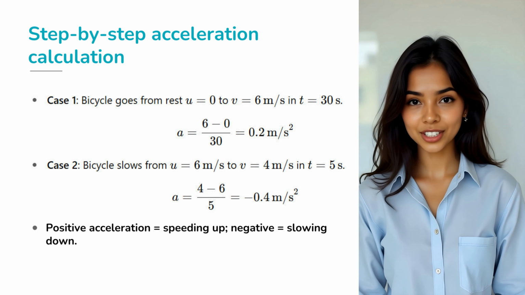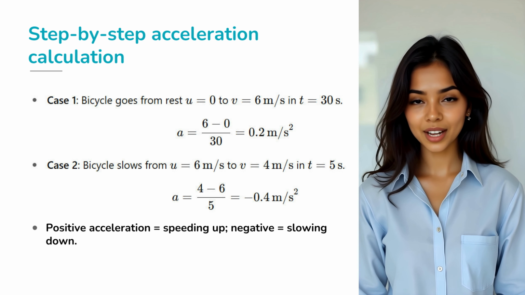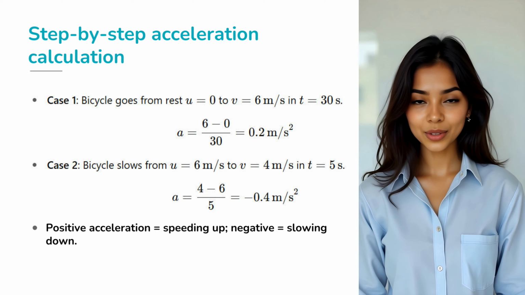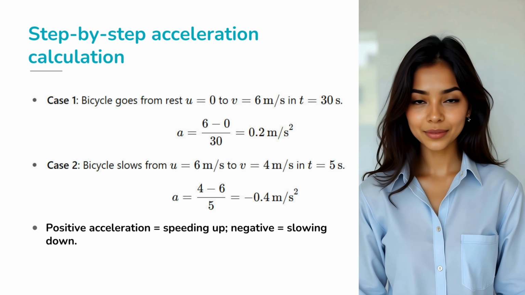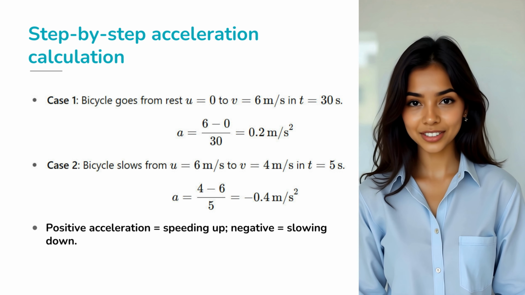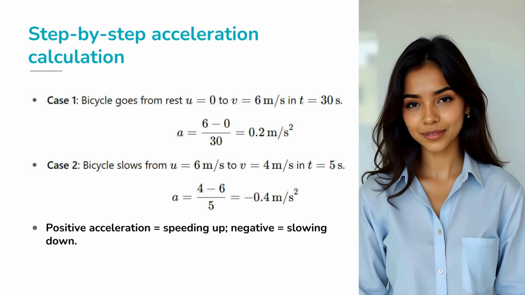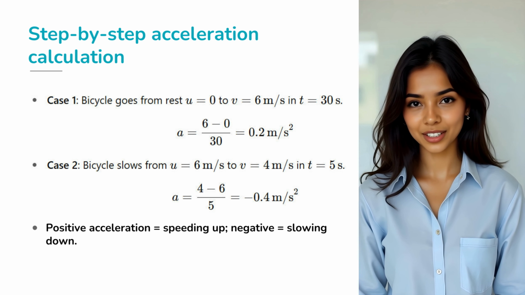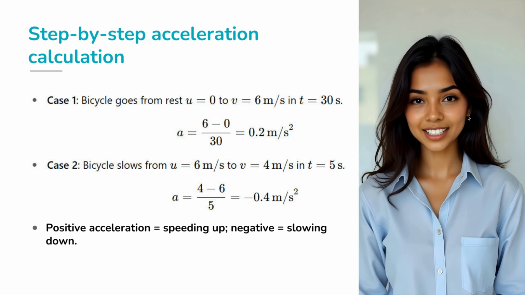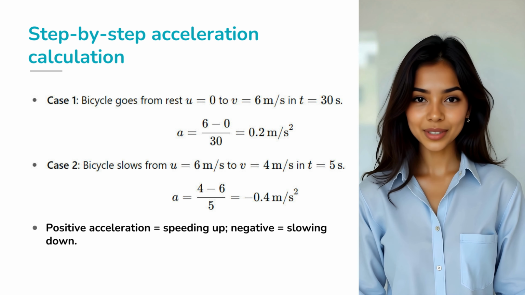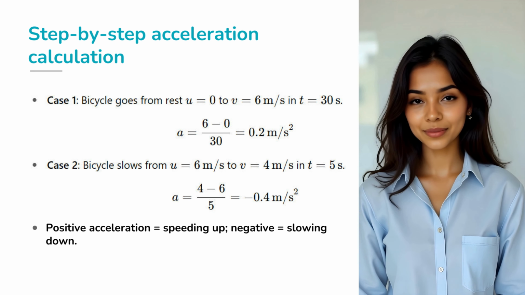Positive acceleration. Case 2. Rahul now applies brakes, slowing down from 6 to 4 meters per second in 5 seconds. Substituting, a equals (4 minus 6) divided by 5. That gives minus 0.4 meters per second squared. Negative acceleration. So the same bicycle ride shows both speeding up and slowing down, two faces of acceleration.